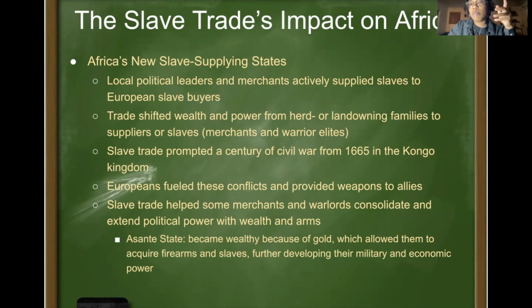So as they sell people, they're able to get wealth and arms and able to create more havoc and violence with the weapons they're able to procure. The Asante state is going to be one example. They're going to be wealthy because of their gold, which allows them to acquire firearms and slaves, which helps them develop their military and their economic power, which they're going to be known for going into the future in West Africa.